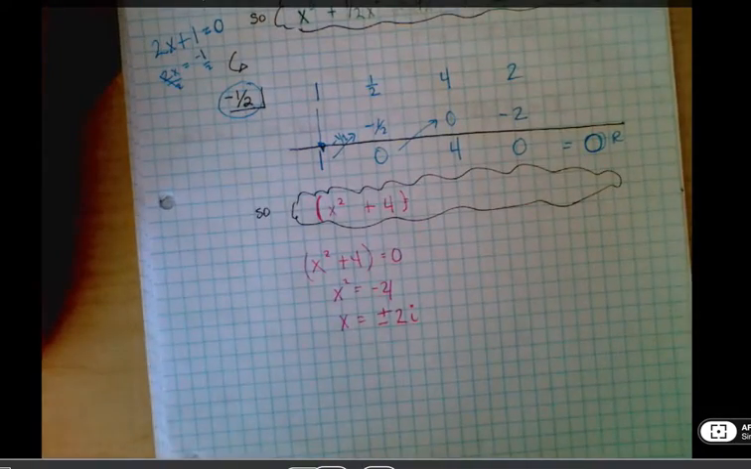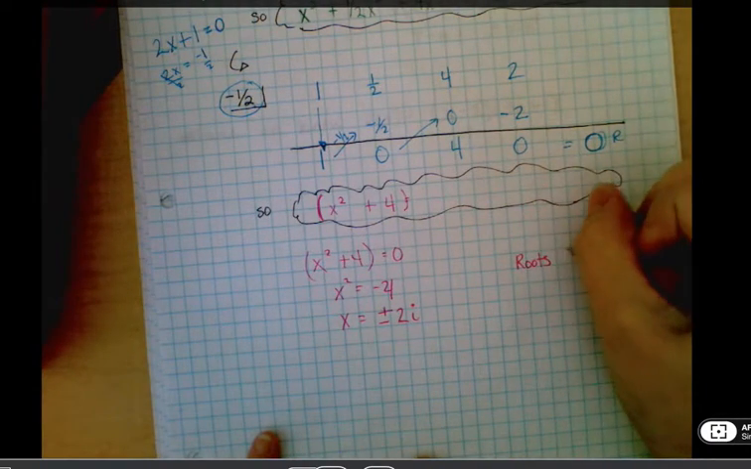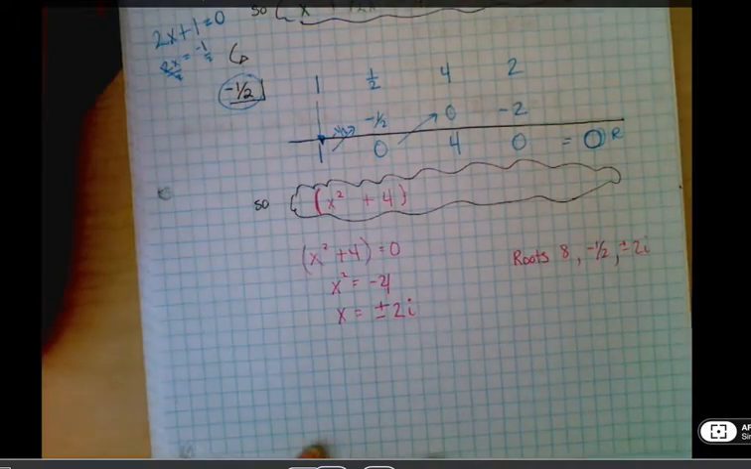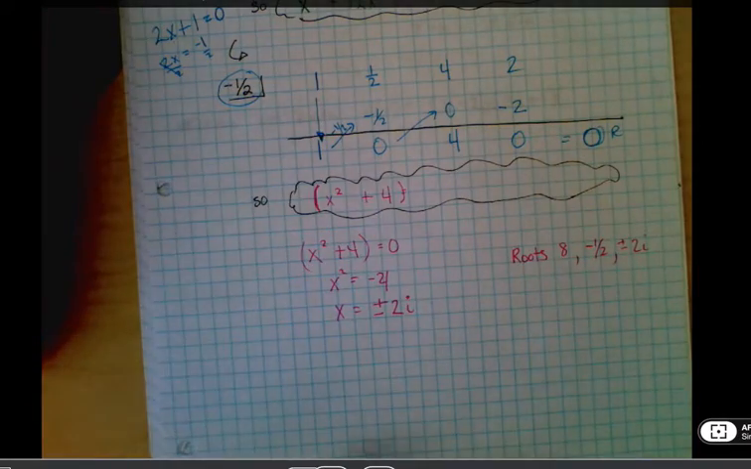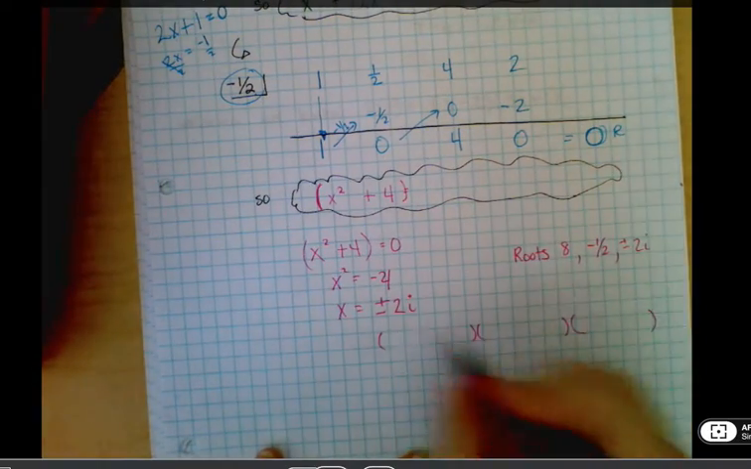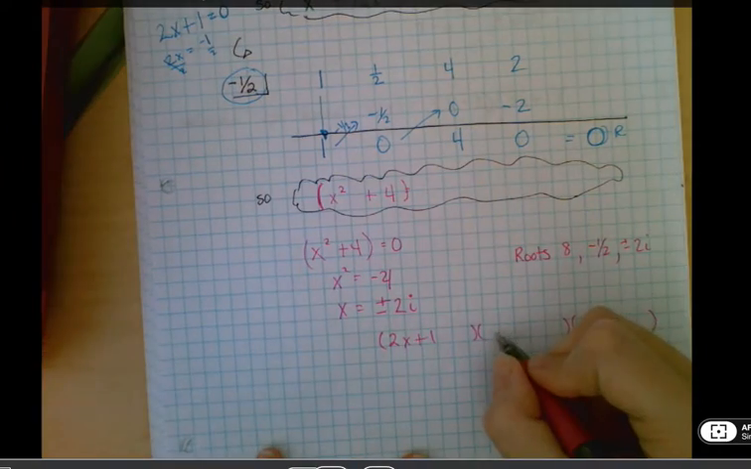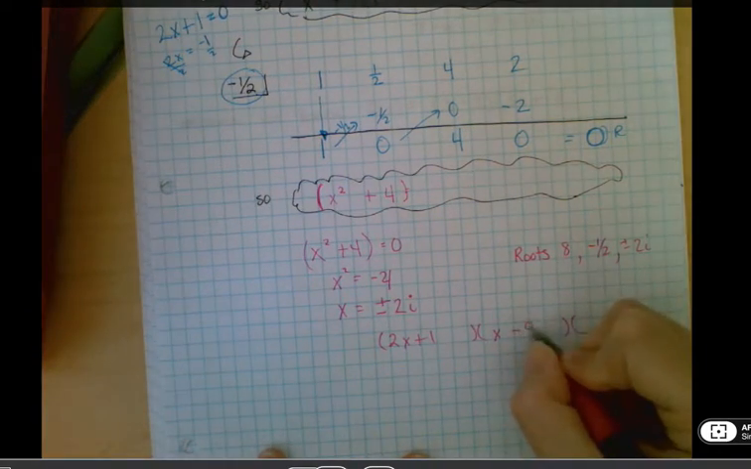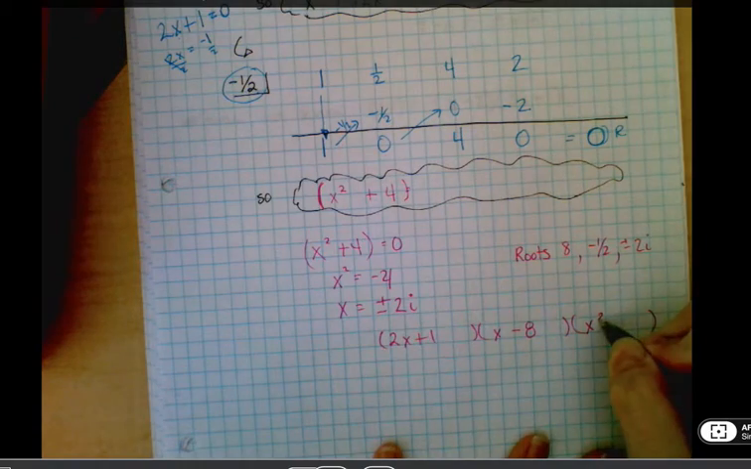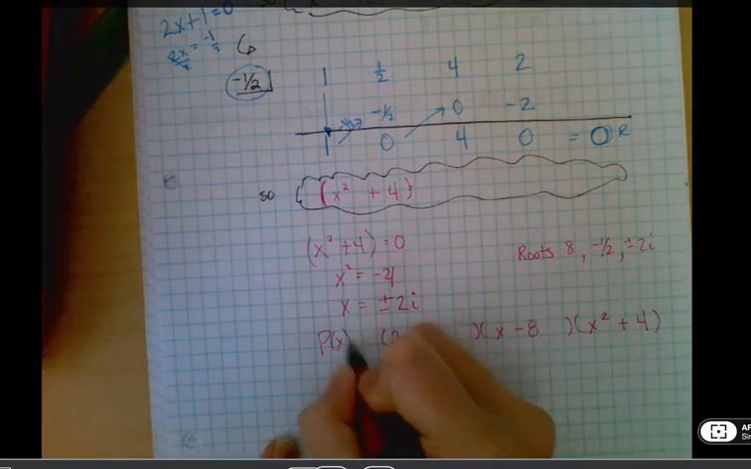So if they were asking what our four roots are, we would say that our four roots are 8, negative 1 half, and then plus or minus 2i. And what would this whole polynomial look like factored? It would be 2x plus 1, that was the one they gave us, x minus 8, that's what we inferred, and then we divided them out. And because this factors into complex terms, we just leave it like this. So the other way that we can write p of x is like that.